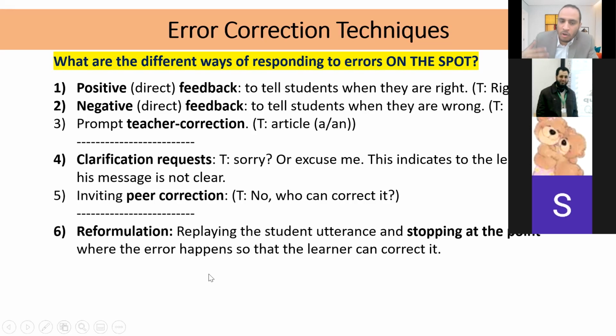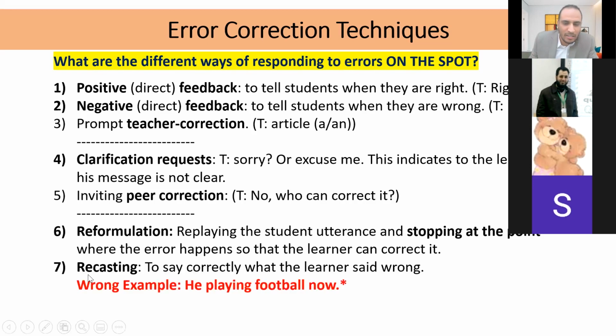Number 6 is reformulation. What is reformulation? It's connected with recasting. I want you to differentiate between these two terminologies, reformulation and recasting. Who can reformulate this one? Reformulation is just to repeat the sentence the student made and stop on the mistake he made. Yes. Can you reformulate this sentence, please? He playing football now. It's wrong. Can you reformulate it?